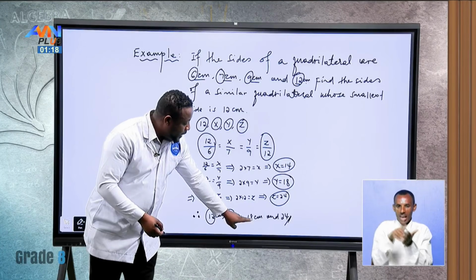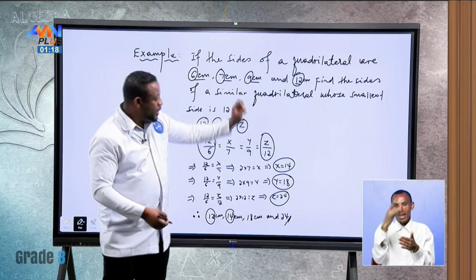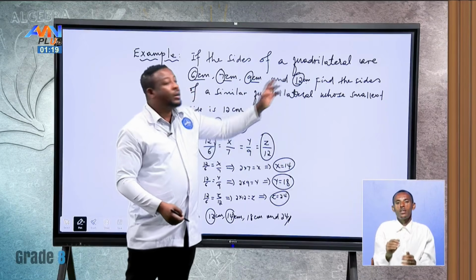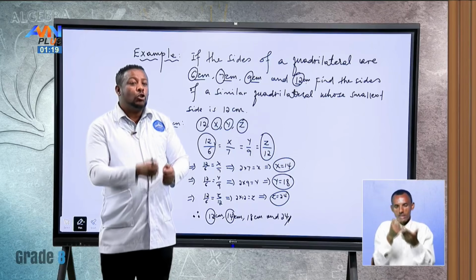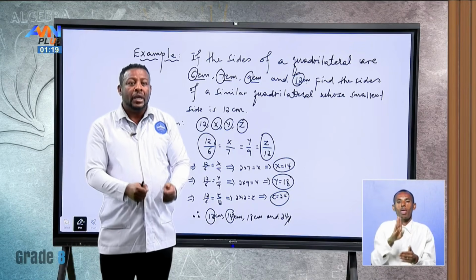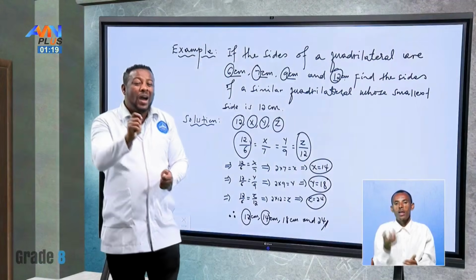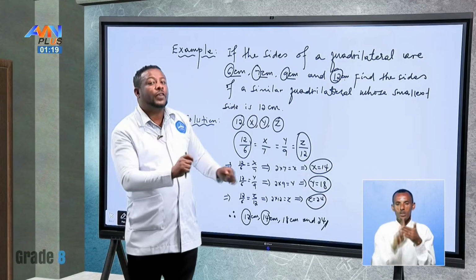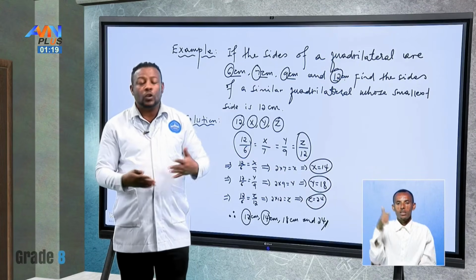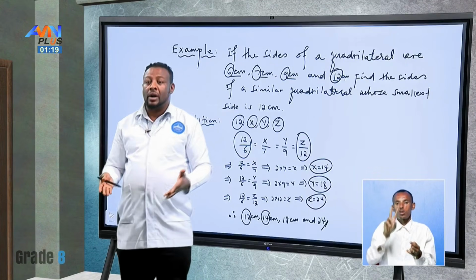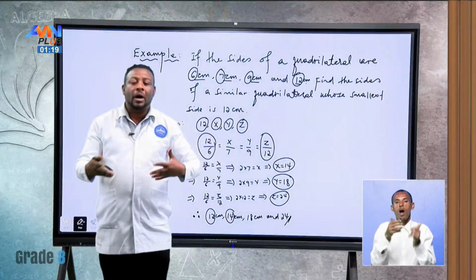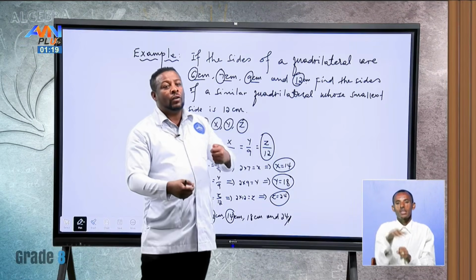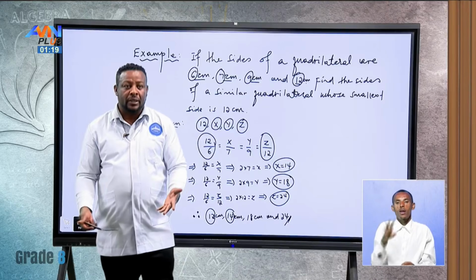Again, you can take the ratio of 18 by 9. Lastly, 24 by 12. In all these cases, the ratio must be the same. If we have one ratio which is different from the other, we cannot say that the two quadrilaterals are similar, okay? So this is how we determine the similarity of quadrilaterals, okay?